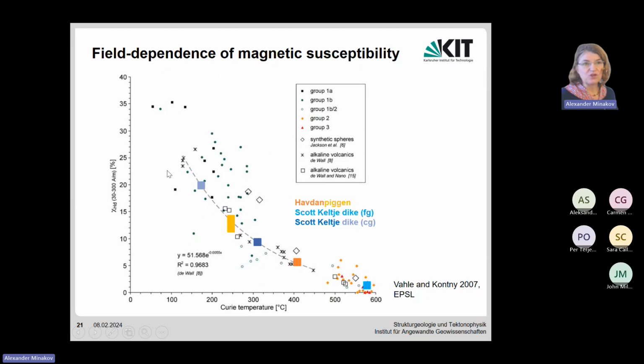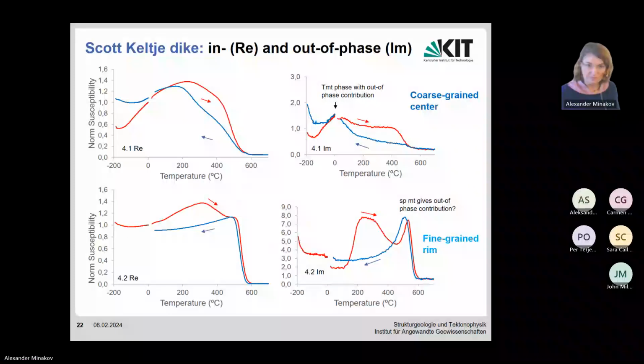And as you can see, if we do this for a couple of samples, we have a large range of compositions that we have seen before we have done any KT curves yet. Scott Keltier, the fine-grained part with a very high susceptibility, should be magnetite, while the other Scott Keltier samples have a higher titanium concentration, and Halfdan-Piggen, shown here, has some intermediate composition. So let's have a look if this is true.